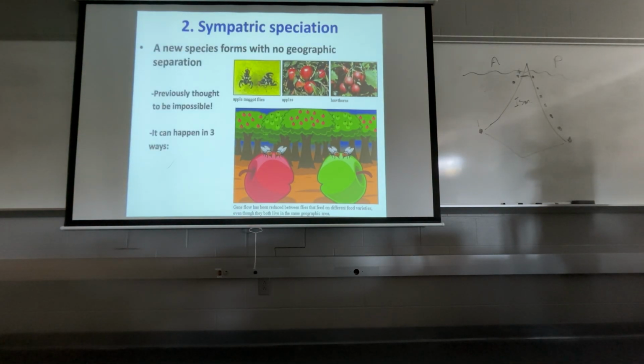And the second one is harder. The second one is called sympatry, or sympatric speciation. It's when a new species arises in a population. So think about this. Think about how hard that is to even think or visualize that concept.